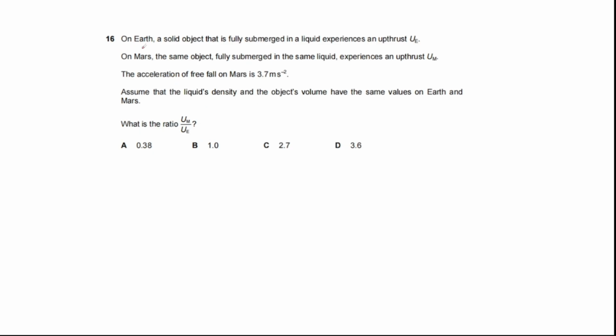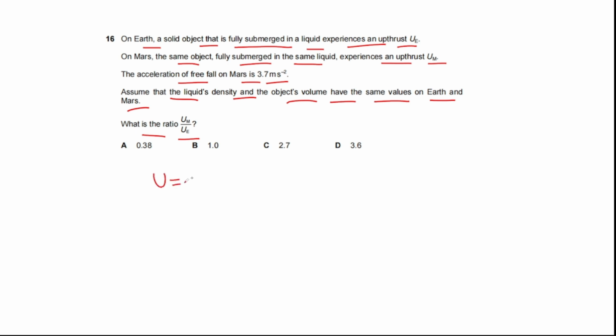Question number 16. On Earth, a solid object that is fully submerged in a liquid experiences an upthrust UE. On Mars, the same object fully submerged in the same liquid experiences an upthrust UM. The acceleration of free fall on Mars is 3.7 meters per second squared. Assume that the liquid's density and the object's volume have the same values on Earth and Mars. So what is the ratio of UM divided by UE?